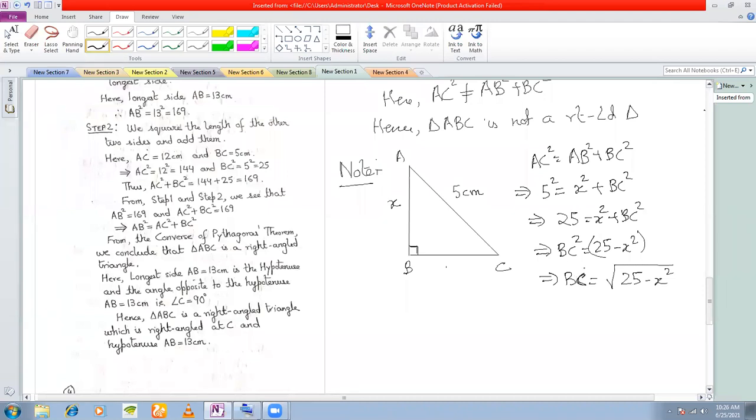No, because you cannot apply Pythagoras theorem in one triangle more than once. Understood? You cannot apply Pythagoras theorem in the same triangle more than once. You are applying Pythagoras theorem in the same triangle more than once, right? So it does not make any sense.